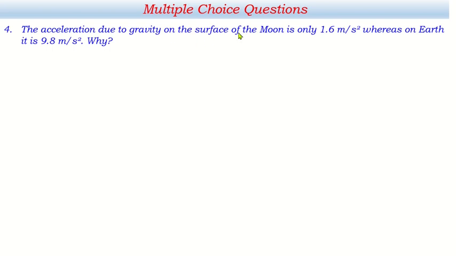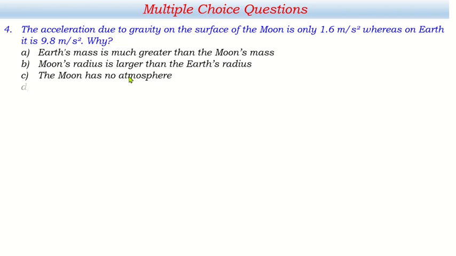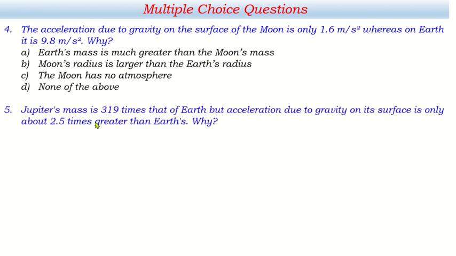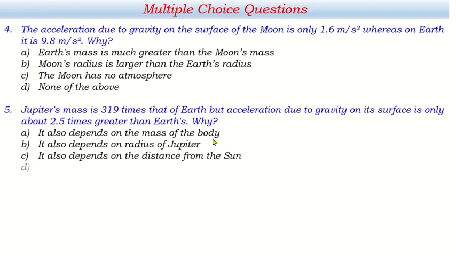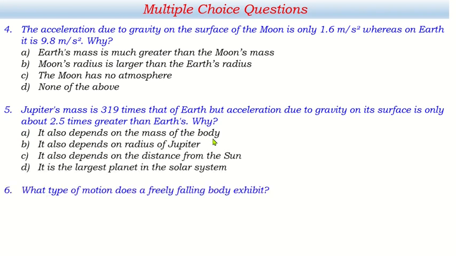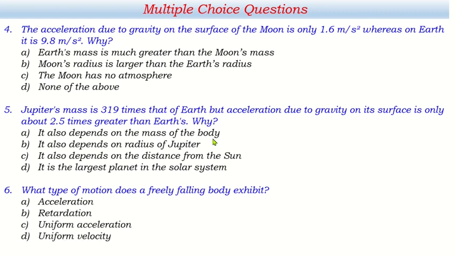Okay, let's have another set. Look at this, the acceleration due to gravity on the surface of the moon is only 1.6 meter per second square, whereas on earth it is 9.8 meter per second square. Why? Here we have options. Okay, we have to select one. 5. Jupiter's mass is 319 times that of the earth, but acceleration due to gravity on its surface is only about 2.5 times greater than the earth. Why? These are the options. Now another question, what type of motion does a freely falling body exhibit? What type of motion is produced in a freely falling body?